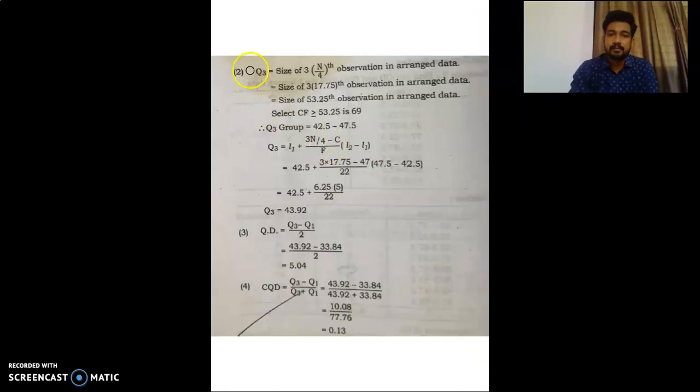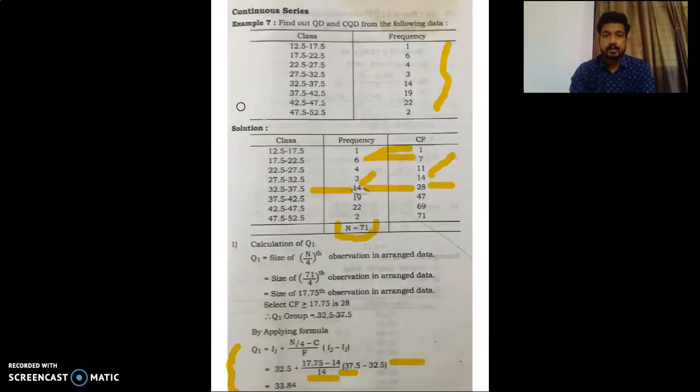Now we have the answer. We have to follow the same for Q3 also. Q3 equals the size of 3n by 4th observation in arranged data. We already calculated n by 4, so the size of 3 times 17.75th observation in arranged data, the size of 53.25th observation, we have to locate. So we will go to the previous slide. That 53.25th observation is here in 69. The group is 42.5 to 47.5, the original frequency is 22 and the cumulative frequency is 47. So this information is going to be used by us for Q3.